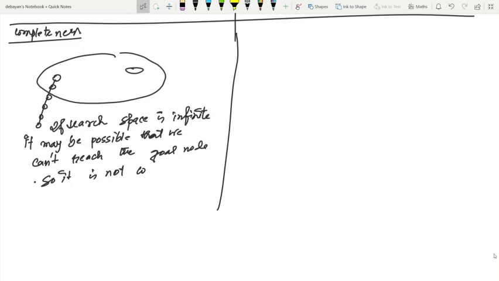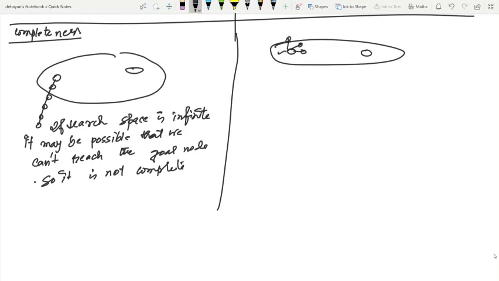But in case of BFS, if this is the source node and this is the goal node, then it will explore the nodes like that.